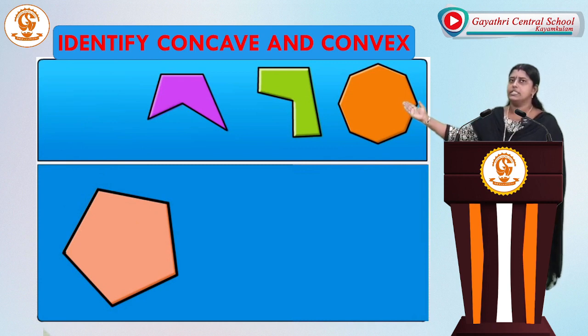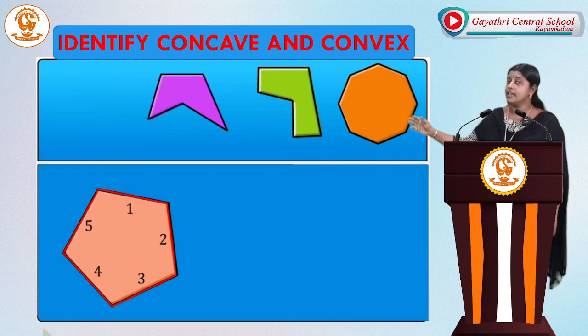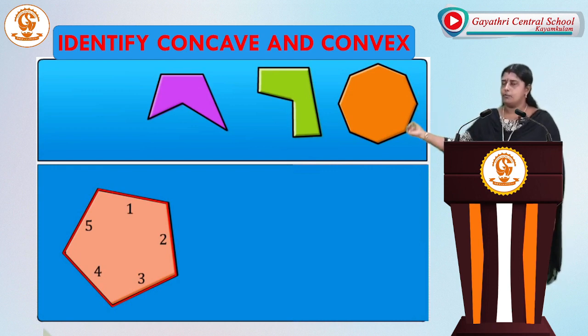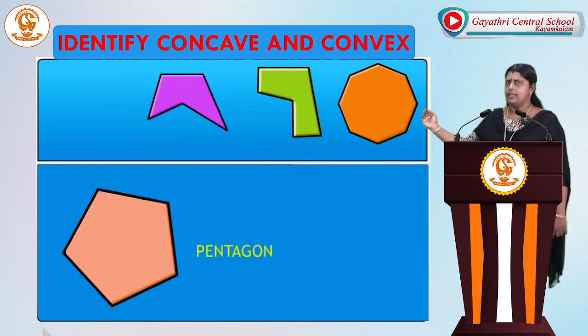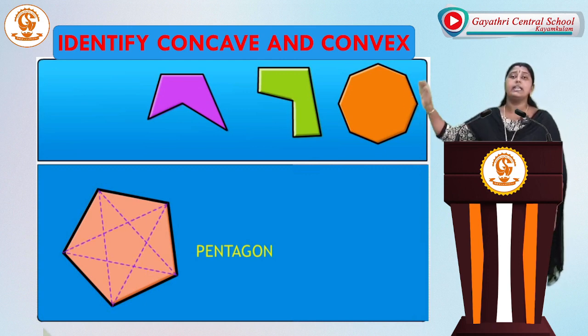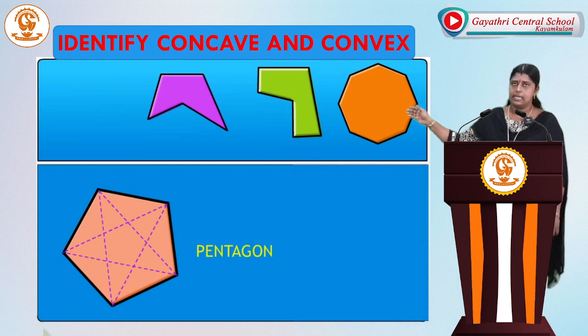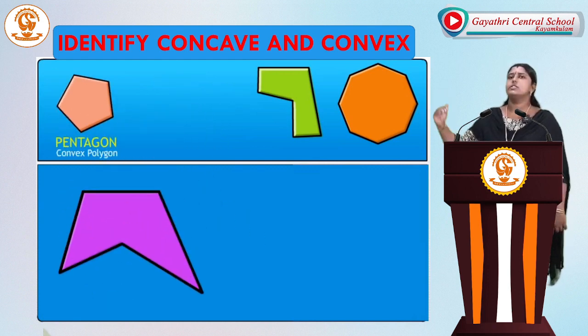So there are some polygons. This is the first polygon. Can you see? There are 5 sides. When we draw the diagonals in this polygon, we can see all of its diagonals are in the interior part. Any diagonal in the exterior part? No diagonals in the exterior part. We can see all the diagonals are in the interior part because it is a convex polygon.